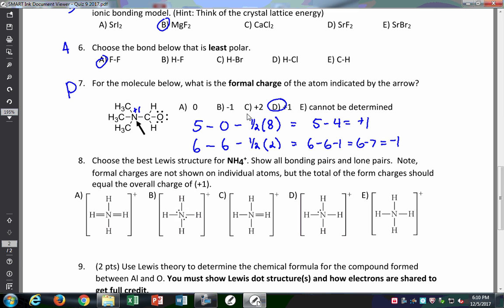How do I know it's -1 just by looking at it? Because when oxygen has 3 lone pairs and 1 bond, it's always -1. When you look at these enough, you just learn the patterns. But you can always calculate the formal charge.